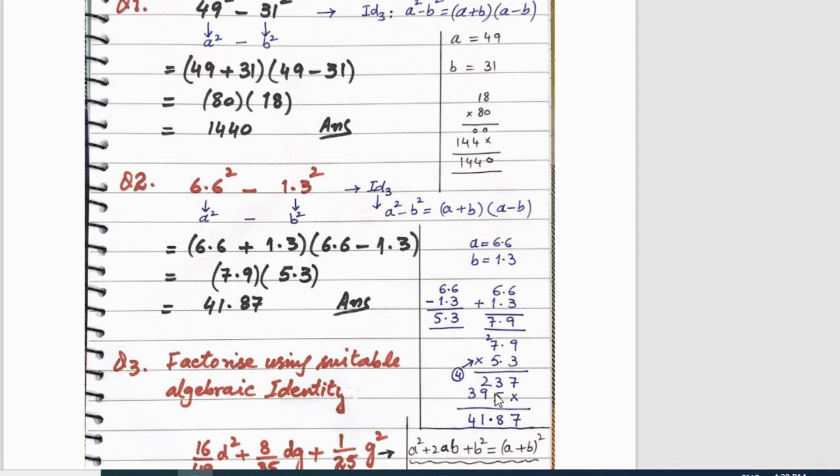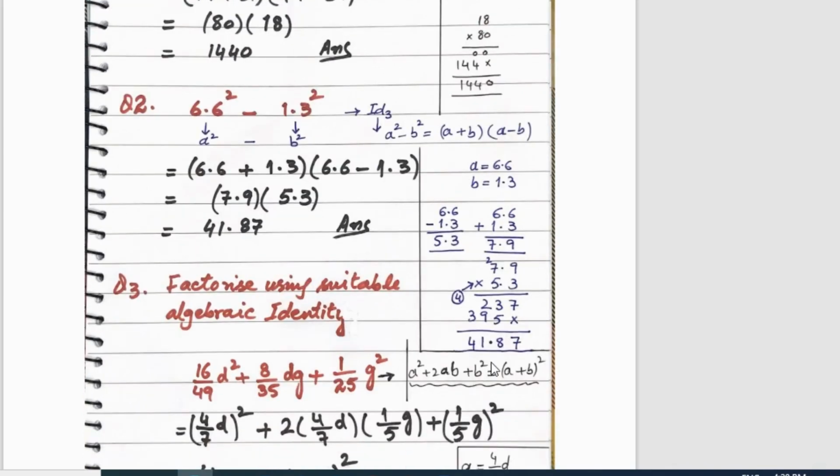Now we will add up these two lines. We will add up these figures, and we will get 4187 without decimal. Now how will we decide where we should put the decimal? Suppose there is no decimal there. We will just count, only in multiplication, the total digits on the right side of the decimal.